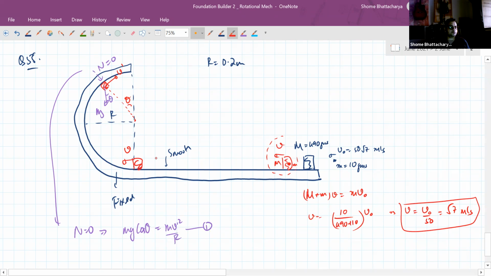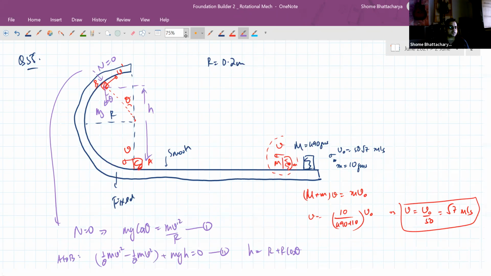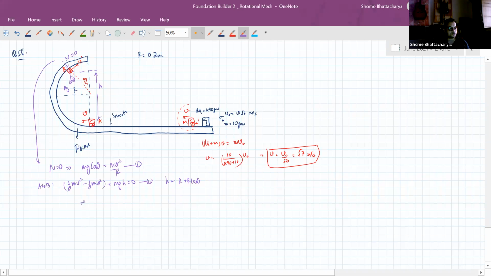And from, let's say, this point to this point, apply the work energy theorem. So A to B: half m v prime square minus half m v square, that is the change in kinetic energy, plus mgh is equal to 0, where h will be equal to this height from here to here. So that you can see is r plus r cos theta. So this is our second equation, standard stuff which you've done in vertical circular motion. So v prime square will become v square minus 2gr into (1 plus cos theta).